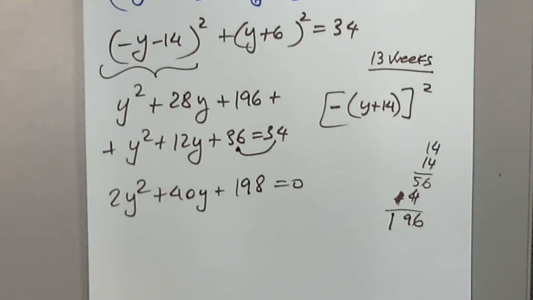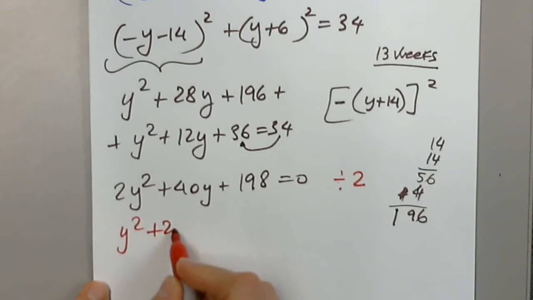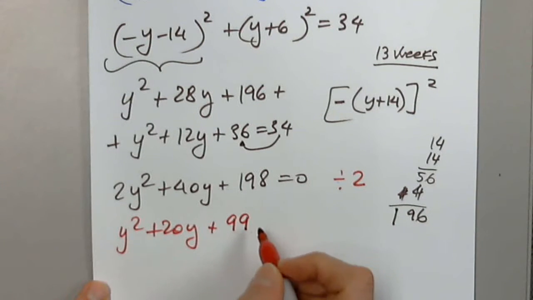I'm hoping that in this class you learned 3 concepts, very important. Factor, simplify, and clean it up. So what will I do? What do you think I'm going to do next? We can divide it by 2. Of course. So then this is y squared plus 20y plus 99.